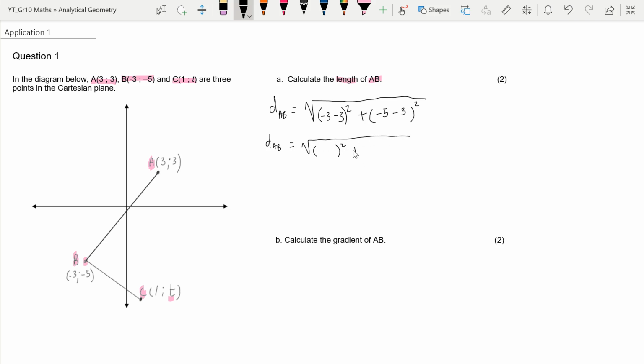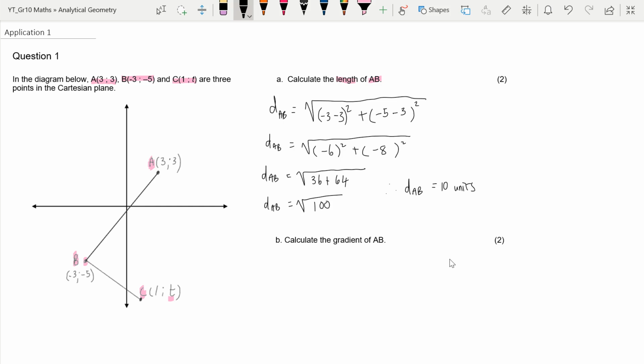Okay, now we just need to simplify that. Inside my first bracket, what are we going to get? And inside the second, well, for the first one, we're going to get negative 6, and then we're going to get negative 8. And when we're going to square both of those, they will become positive. So 6 squared, that would be 36. And 8 squared, that would be 64. So therefore, under the square root, we'll get 100. And the square root of 100 is just equal to 10. So the length of that line segment AB is equal to 10 units.